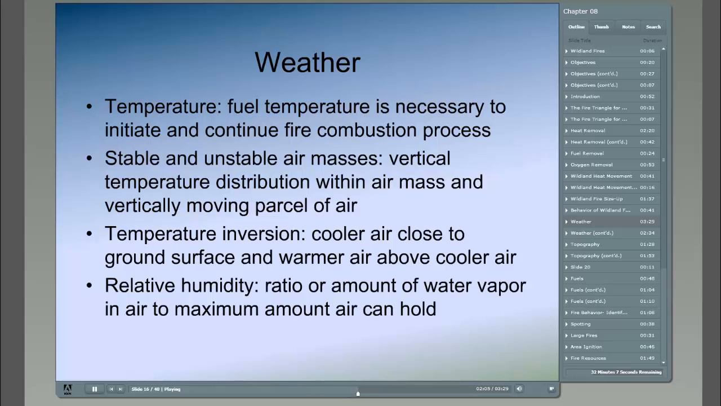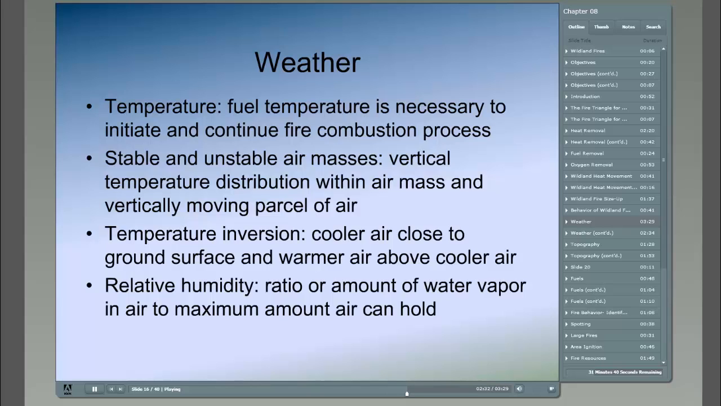Water vapor is simply water in a gaseous state and is an important ingredient in a fire's behavior. As air moves over the surface of water, it picks up water vapor. This process is called evaporation. The oceans are the primary source for adding water vapor to the atmosphere. Lakes, rivers, snow, and vegetation furnish lesser amounts.